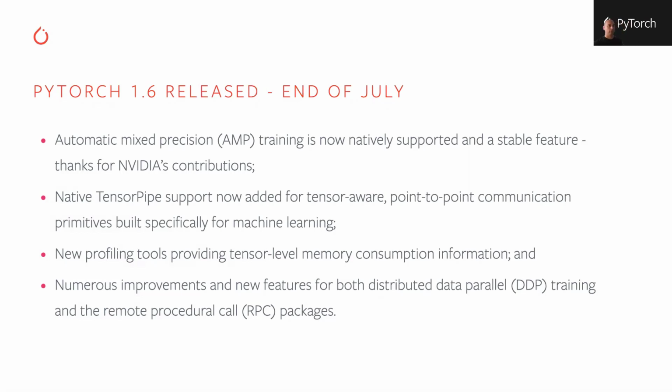And then fourthly, we've had a number of overall improvements for distributed data parallel training as well as the RPC packages. But what's interesting is we've implemented the ability to mix and match dense and sparse types of training. So basically, you can mix DDP and RPC now pretty seamlessly, and there's a new API that supports that.